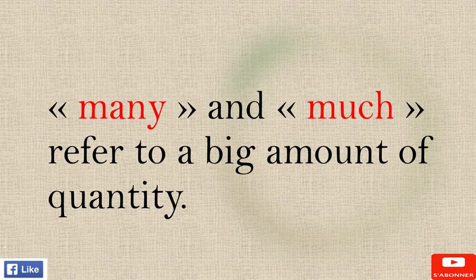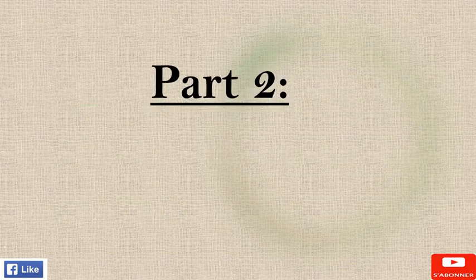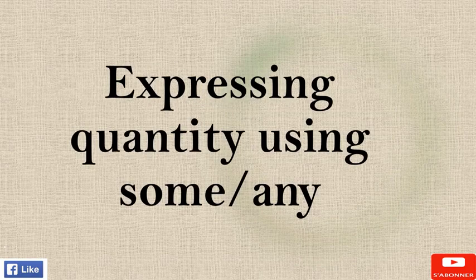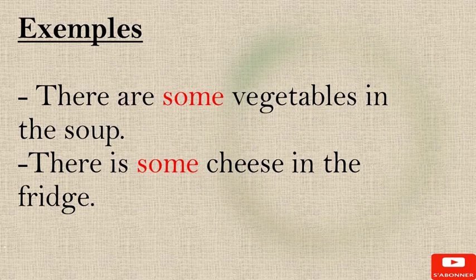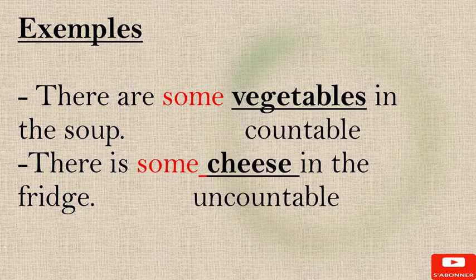Expressing quantity using some and any. نعبر على الكمية باستعمال some and any. من بعد نشوفوا الفرق بينهم وبين much and many. نروح نكتشفوا الأمثلة. There are some vegetables in the soup. There is some cheese in the fridge. هنا عندي كلمة vegetables is countable وكلمة cheese is uncountable. الاثنين استعملنا معهم كلمة some.